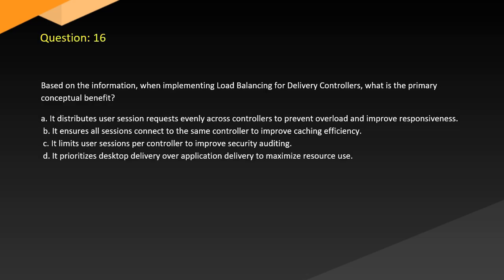Question 16. Based on the information, when implementing load balancing for delivery controllers, what is the primary conceptual benefit? A. It distributes user session requests evenly across controllers to prevent overload and improve responsiveness. B. It ensures all sessions connect to the same controller to improve caching efficiency. C. It limits user sessions per controller to improve security auditing. D. It prioritizes desktop delivery over application delivery to maximize resource use.